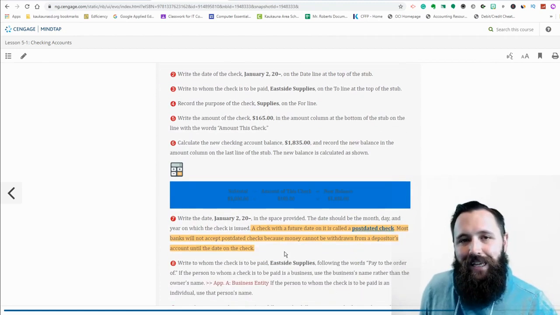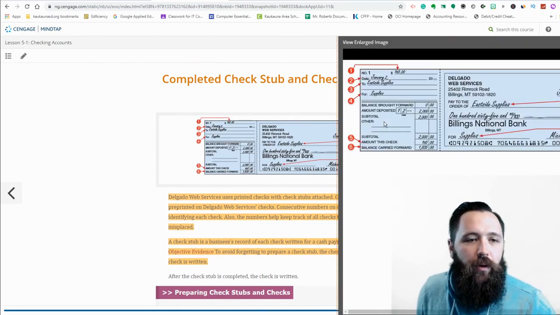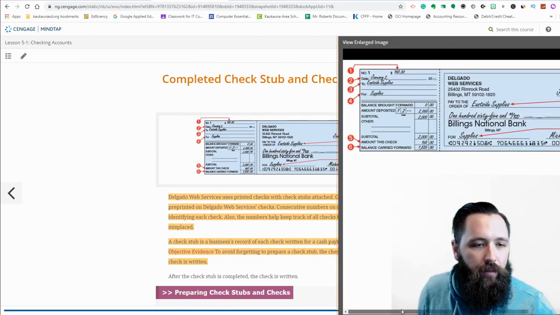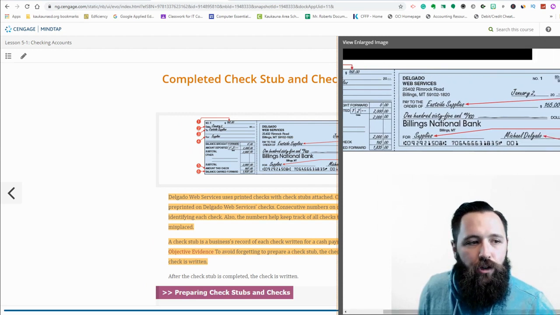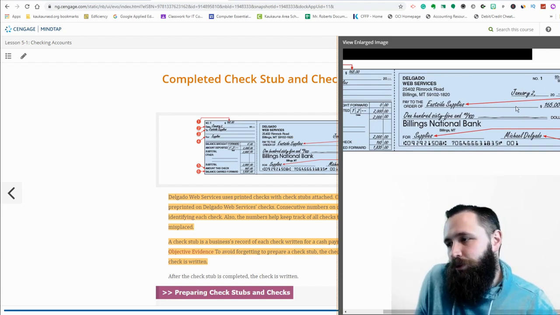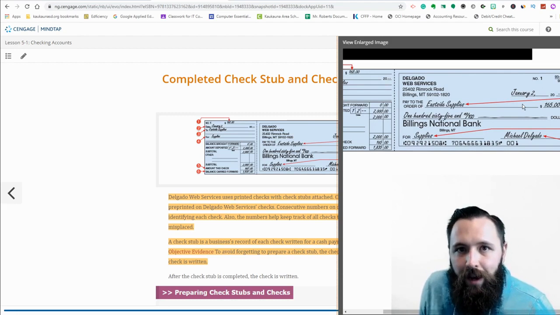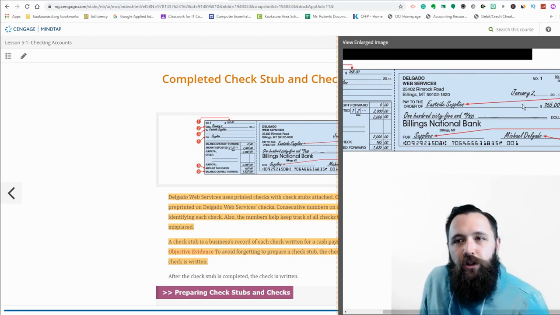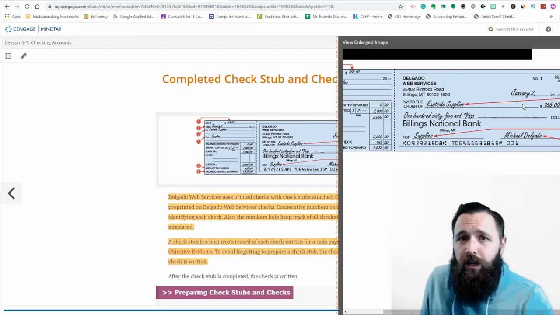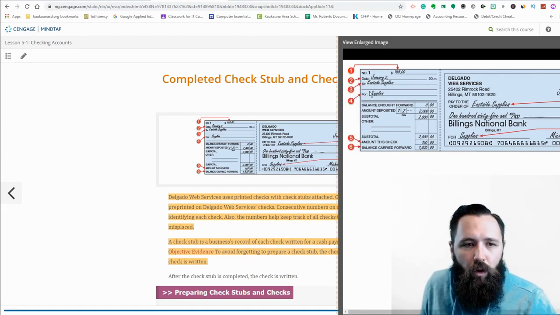So the bank's not going to actually accept this check until the date has come. Think about if you were paying your rent and you wanted to write February 1st here. Well, you don't give that check to your landlord on February 1st. You probably give it to him on January 25th, making sure that you get your rent in on time. So just to ensure that he doesn't cash that on January 25th, you post-date it, and the bank won't accept it till that date. So just a little term to go over.